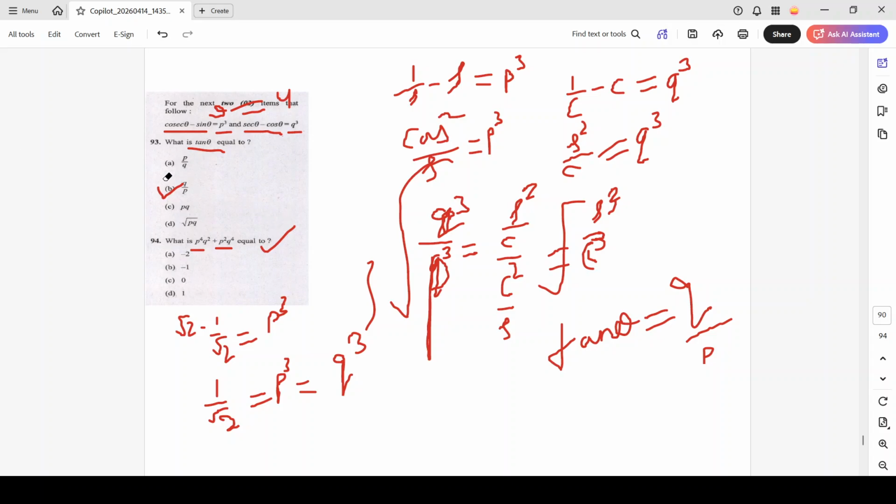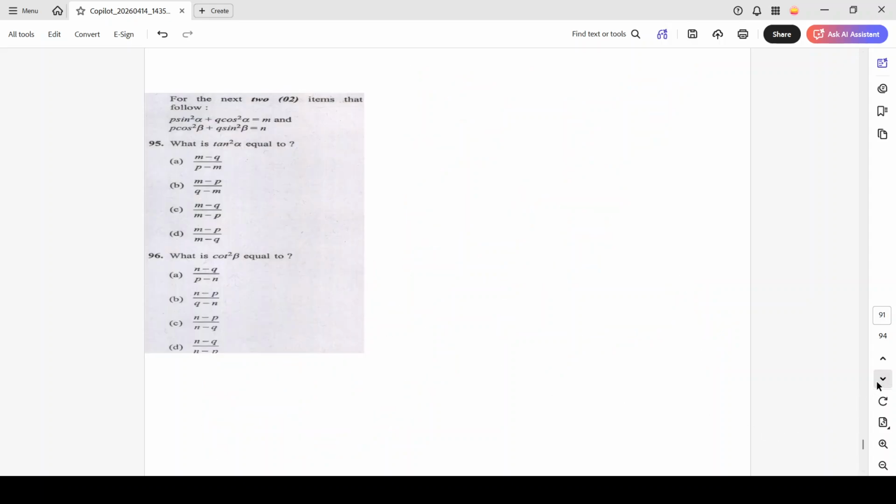Now moving on to the next. What is this? If p and q are equal, then this becomes p6, and this also becomes p6. That means 2p6. And if I square both sides, what will it become? It will become p6, and it will become 1 by 2, and 2 into 1 by 2 is equal to 1. That means the answer will be D. Now move on to the next question, question number 95.